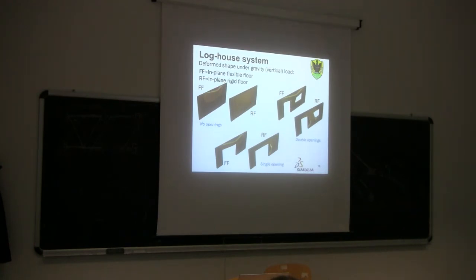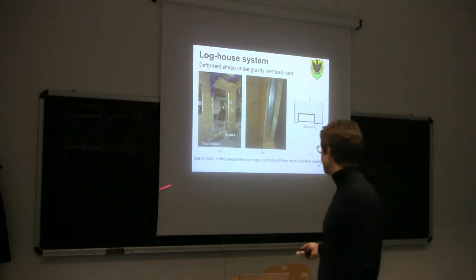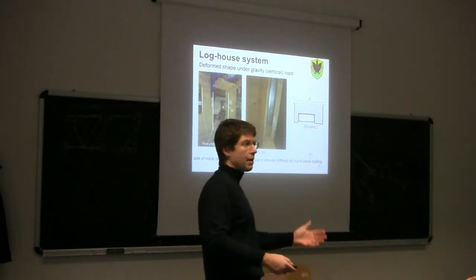By adding some flexural stiffness within this wall. For example, by adding, as you can see here, a metal profile. This is basically a kind of rectangular pipe profile, which is inserted, you can see better here, on the side of the opening, on the side of the window and on the side of the door. So this metal profile has the purpose of adding flexural stiffness for out-of-plane buckling.